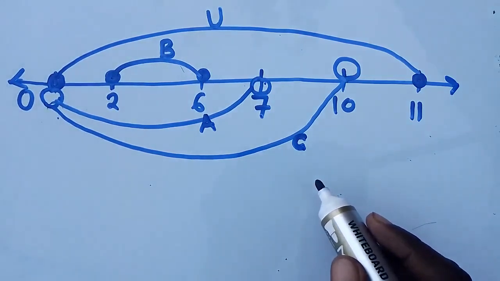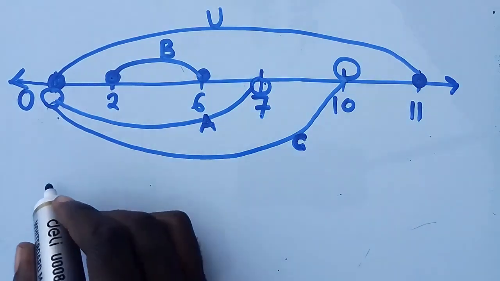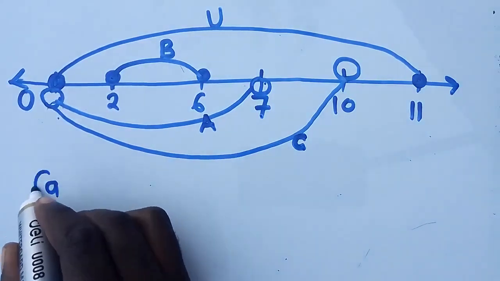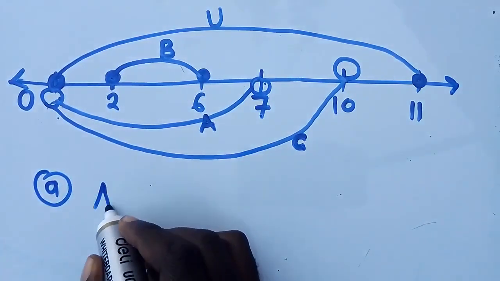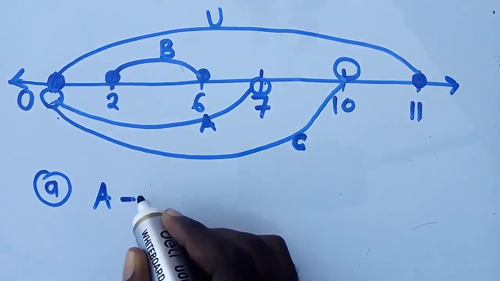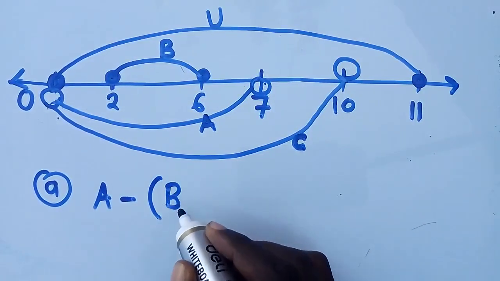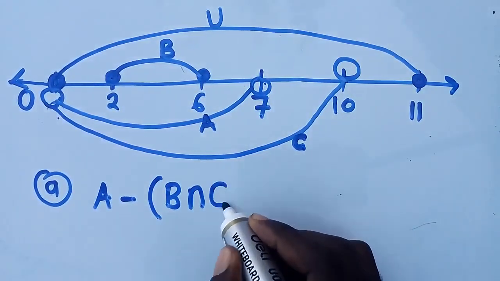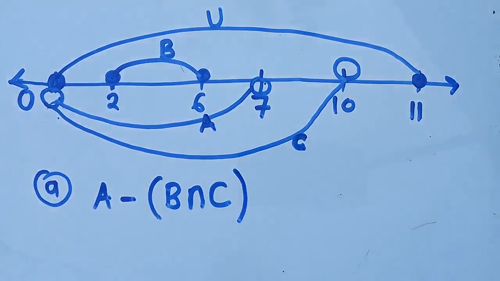So this is what I'll be doing to answer all the questions which I'm given. Question A was A minus, like this, B intersection C. This is what I'm given. So how can I now answer this question? It's very simple. This is how you are going to answer it.